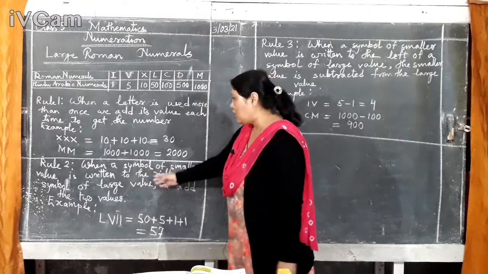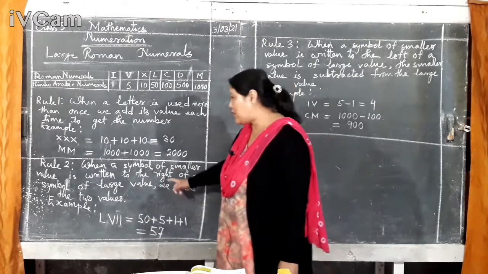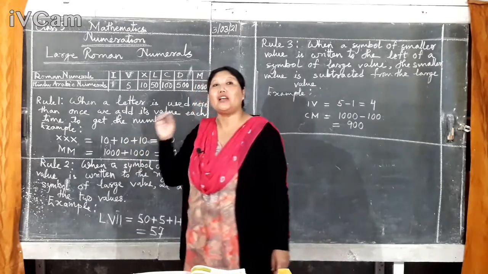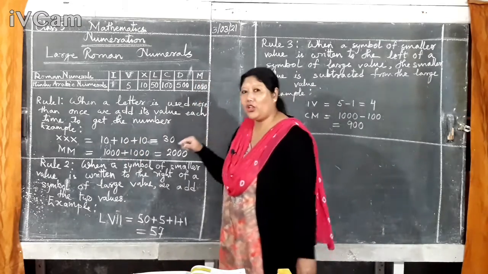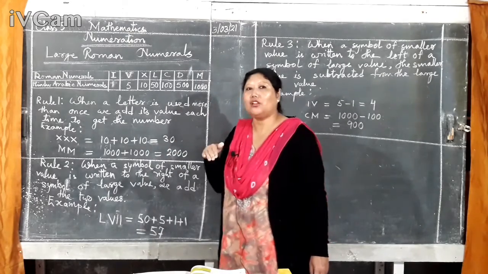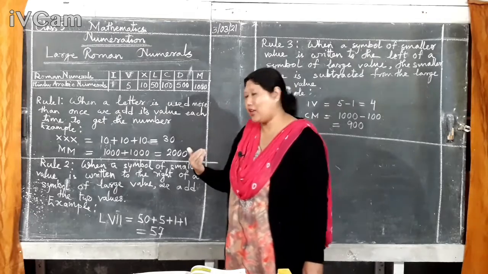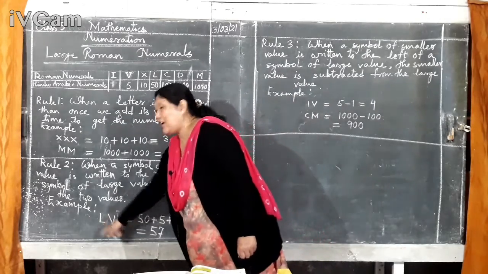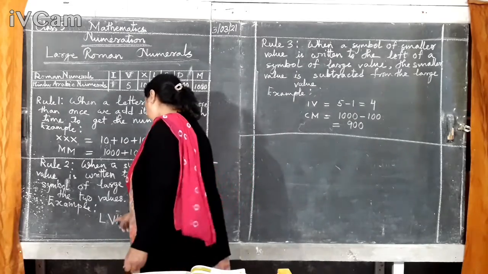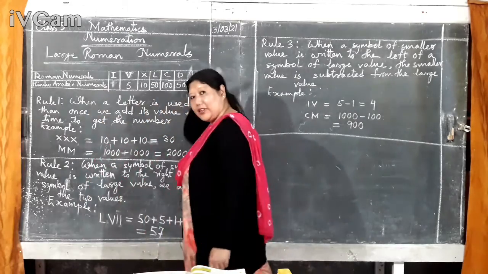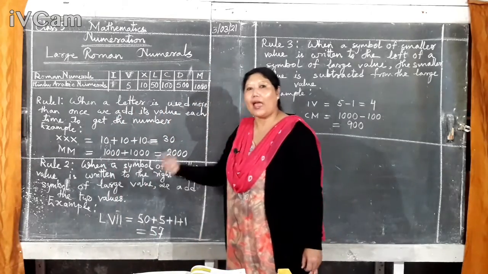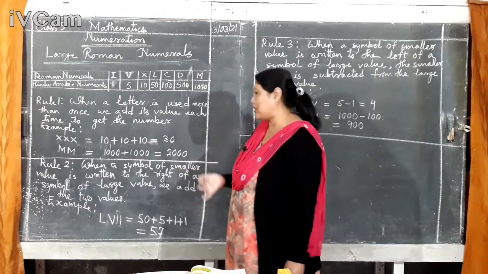Now, rule number 2. The second one is when you put a symbol which has a smaller value on the right hand side, written to the right of the larger symbol, then you have to add. This I had told you in class 4 also.